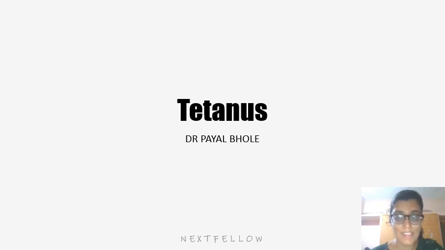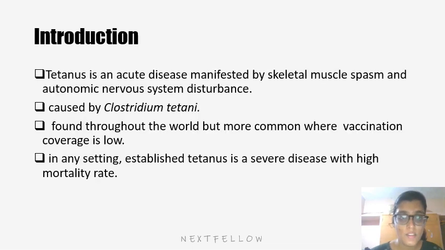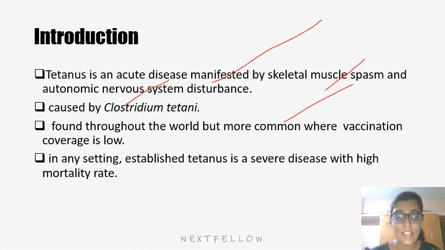Let's talk about tetanus in this video. Tetanus is an acute disease which is manifested by skeletal muscle spasm and autonomic nervous system disturbance. It is caused by Clostridium tetani. It is found throughout the world, but more common where vaccination coverage is very low. In any setting, established tetanus is a very severe disease and has a very high mortality rate.